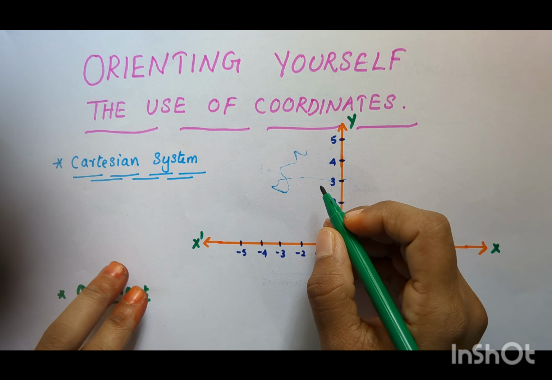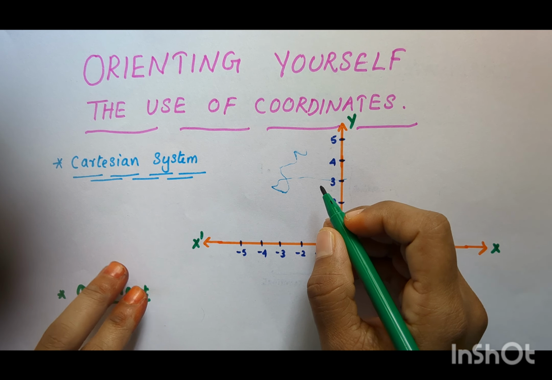Okay, the coordinates of every point on the x-axis will be of the form x, 0. That is, its y coordinate, or ordinate, will be 0. Similarly, if you consider a point on the y-axis, the coordinates of every point on the y-axis will be of the form 0, y. That is, its x coordinate, or abscissa, will be 0.